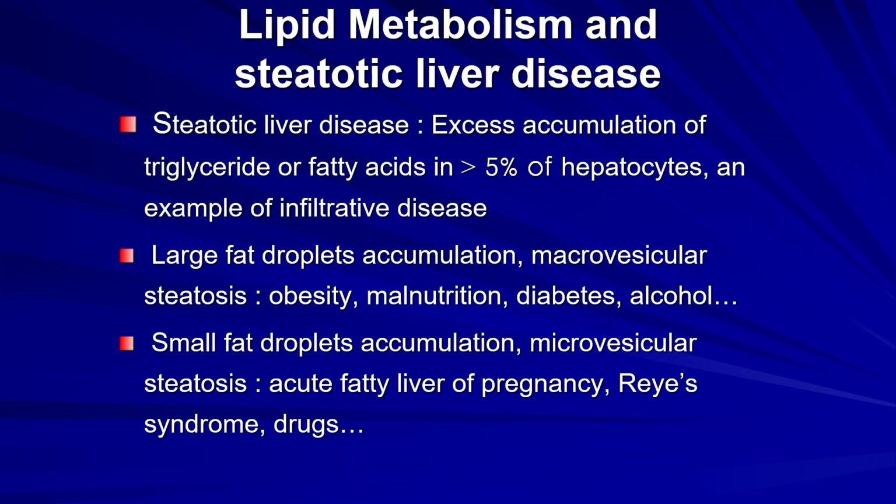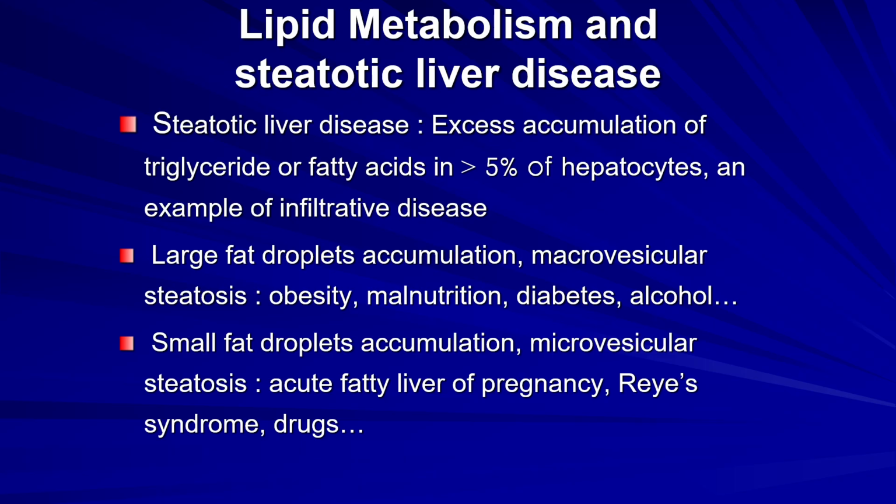It is usually due to an imbalance between what enters the hepatocyte as fat and what leaves the hepatocytes as fat. So if more fat enters the hepatocyte, or if the hepatocyte makes more fat, or if the hepatocyte is not able to secrete its fat, then you will end up with fat accumulation in the liver, the so-called steatotic liver, fatty liver. The old name is fatty liver.